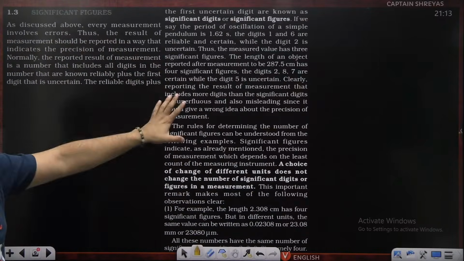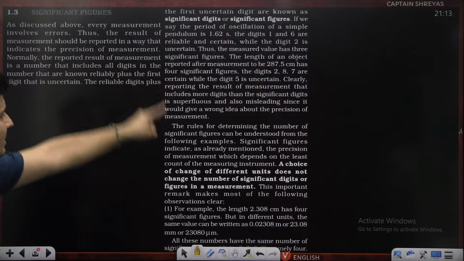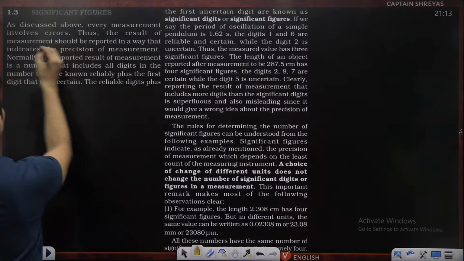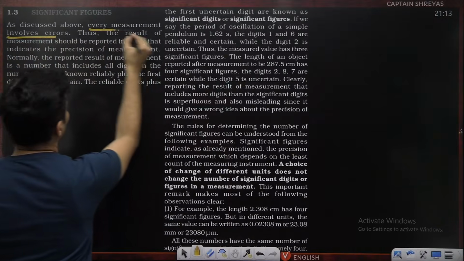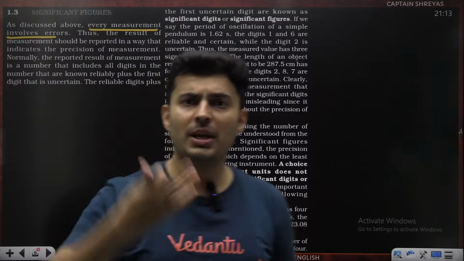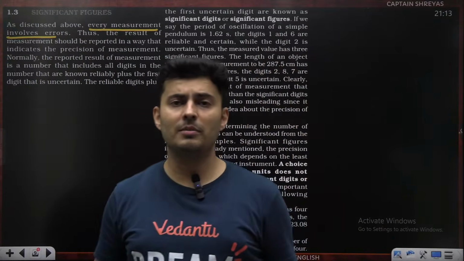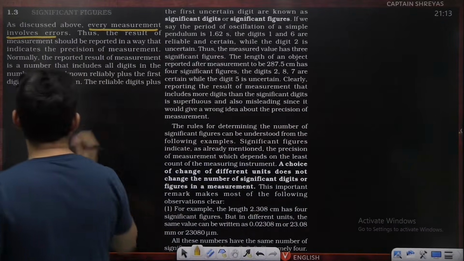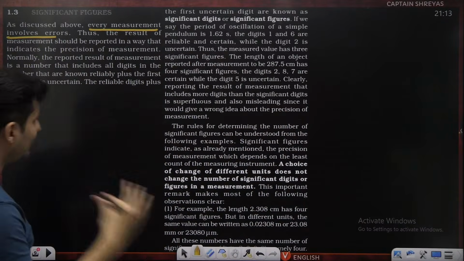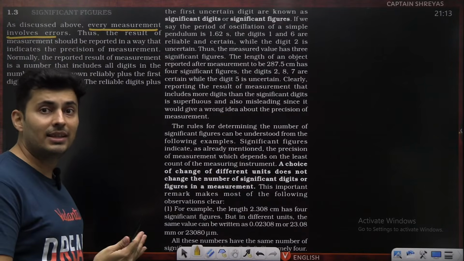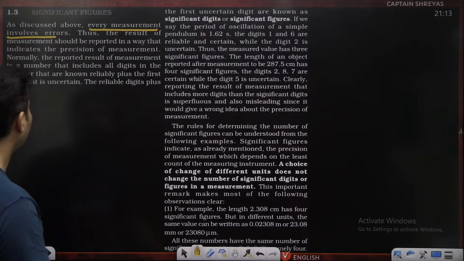The rules to calculate the significant figures are mentioned in this particular paragraph. As we discussed, every measurement involves errors, so there is no measurement without any error. Even the biggest of the biggest teachers will also make a mistake. Students make mistakes, you get negative marks in the NEET exam, right? So even measurements have errors, and that is accepted, that is understood, but we have to deal with it. If you know how to deal with it, you will conquer it.